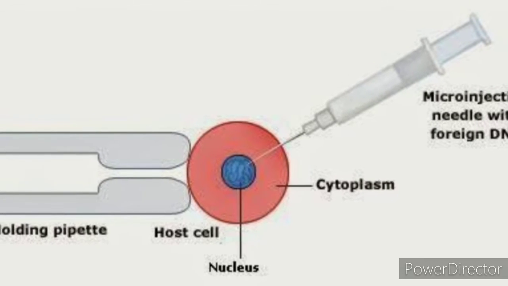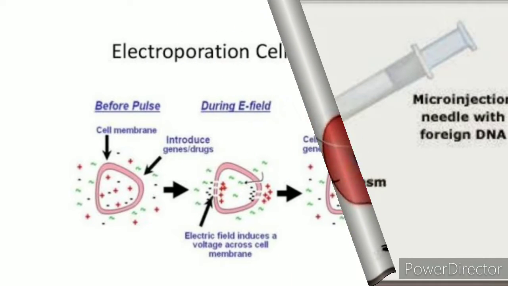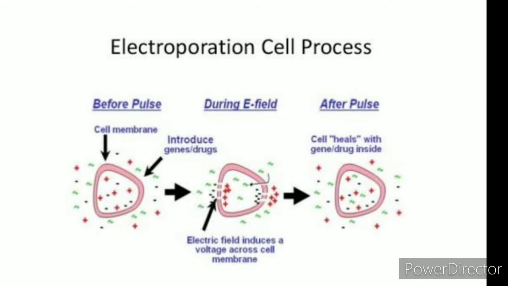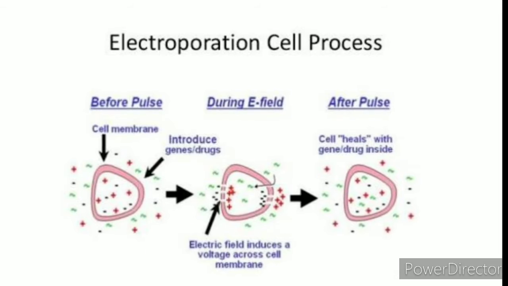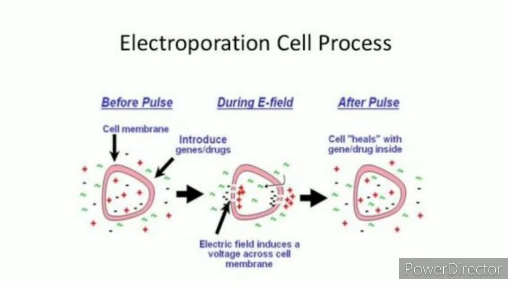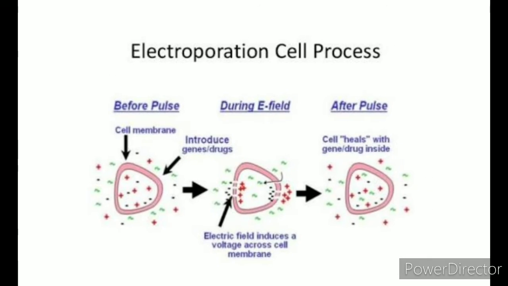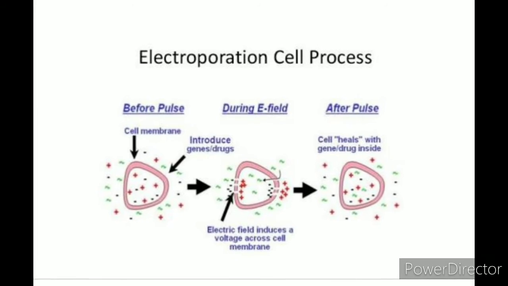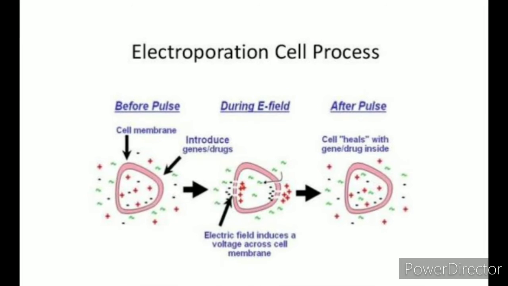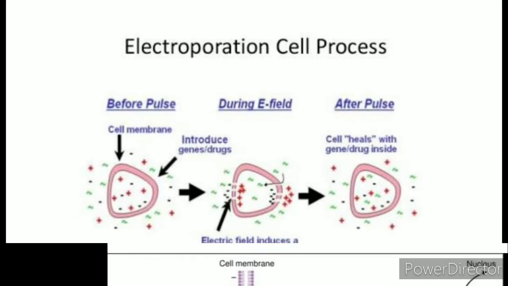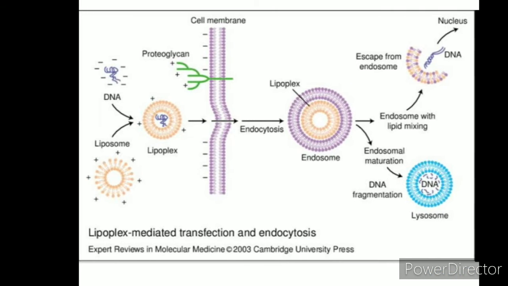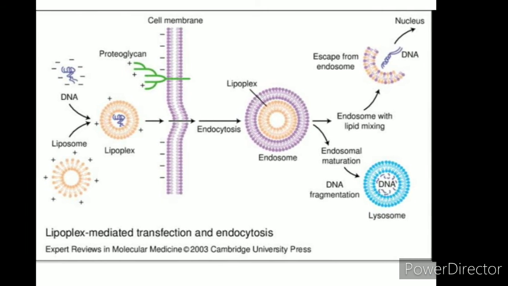In electroporation methods of gene transfer, a pulse of high voltage is applied to protoplast cells or tissues, which makes pores or holes in the plasma membrane, through which uptake of foreign DNA occurs. Next one is liposome mediated method of gene transfer.